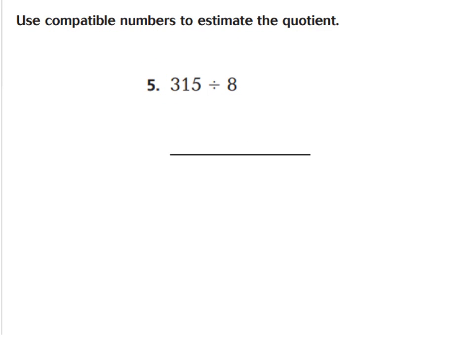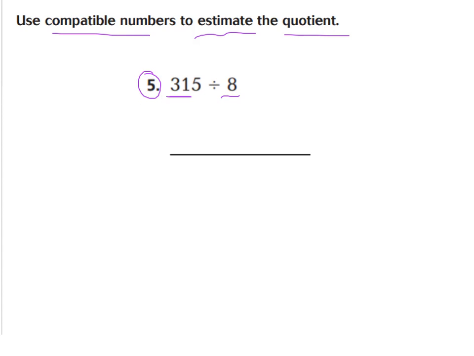Okay, let's look at number 5 in your Go Math book. Let's circle number 5. That's the one that we're working on. It says use compatible numbers to estimate the quotient. So we're going to use friendlier numbers, easy to work with numbers, to find an estimate for 315 divided by 8. Now, just like on the last problem, I am going to look at the first two numbers of 315, which is 31, and then I'm going to see if I can divide 31 divided by 8. Well, let's think. What can I multiply by 8 to get 31 or close to 31?